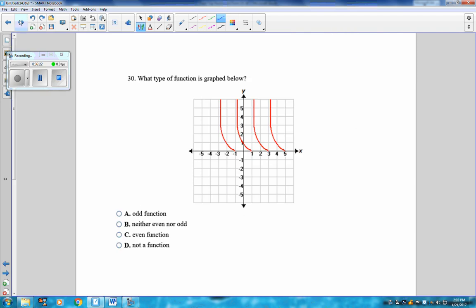Problem 30 says, what type of graph is below? If I fold this along the y-axis, it will not look the same on both sides. So it's not even, so it can't be C. And it's a function because if I do the vertical line test, my function doesn't cross it twice. Odd. If I rotate this 180 degrees, will it look the same? No. And plus, it does not go through the origin, so it can't be odd. So my answer is going to be B, neither even nor odd.